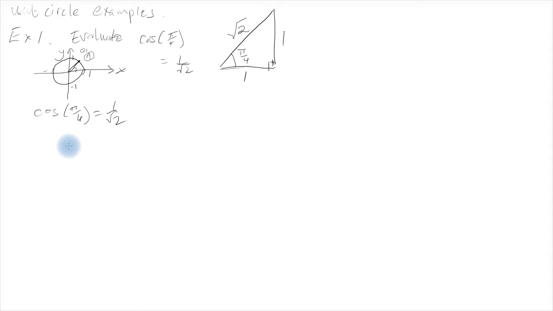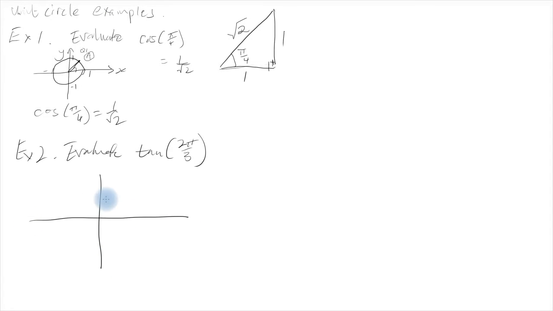Now let's do a second example, example 2. So once again we're going to evaluate. So find the answer to tan of 2 pi on 3. And we're going to follow the same sort of steps here. So first off, we'll start with a unit circle, and now we'll find where our 2 pi on 3 is.